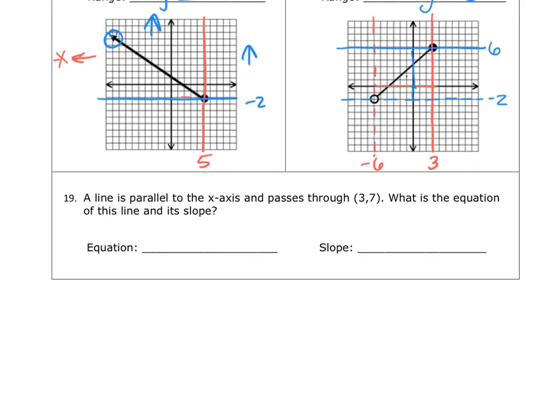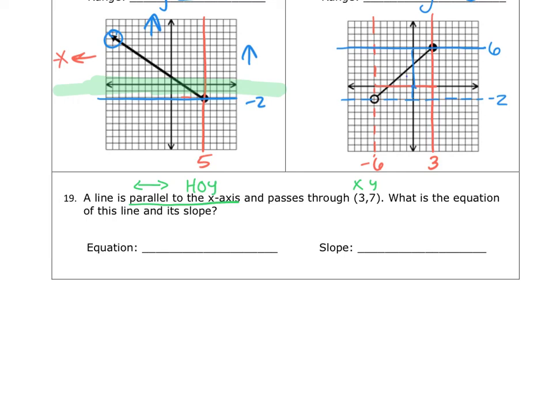Okay, so 19, we want it parallel to the x-axis. So I kind of want to think about what in the world my x-axis looks like. So my x-axis is a line like that, which means it's a horizontal line if I want it parallel to that x-axis. I want to pass through the point 3, 7. And I want to know the equation and the slope.